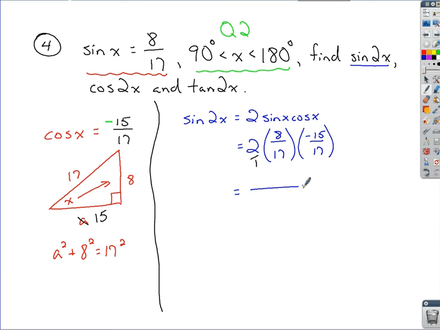What does the numerator become? Numerator? Was it 240? Negative 240. Denominator would be 289. So there's your sine of 2x.